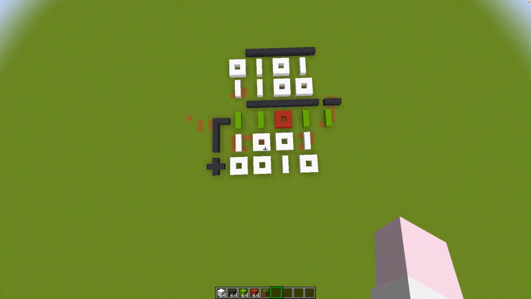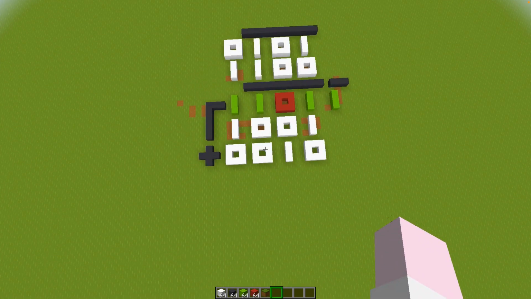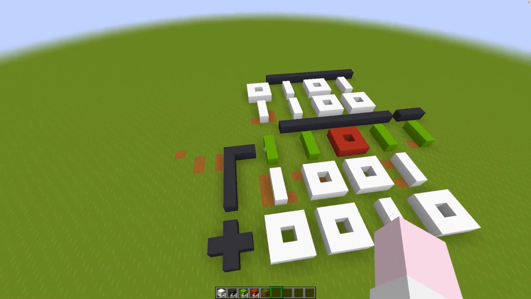If the result is negative, then it would also be in 2's complement, though this bit would actually say that it's negative.